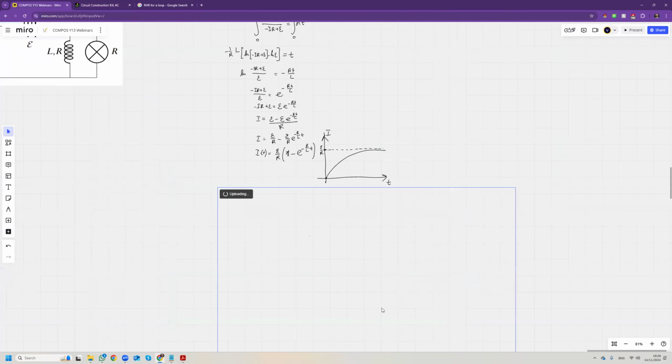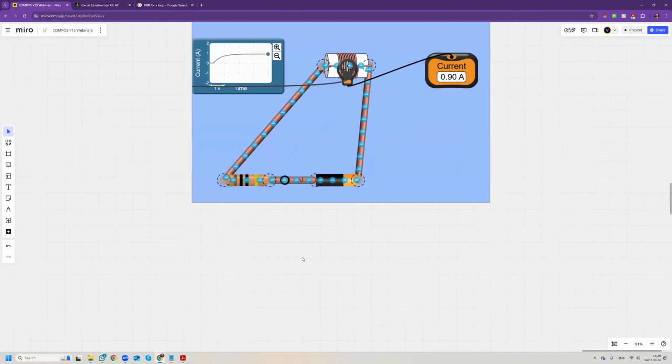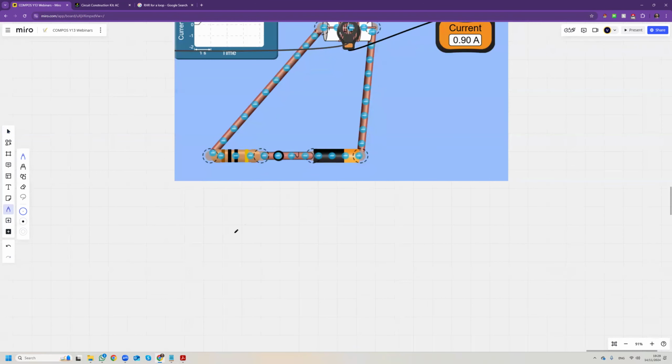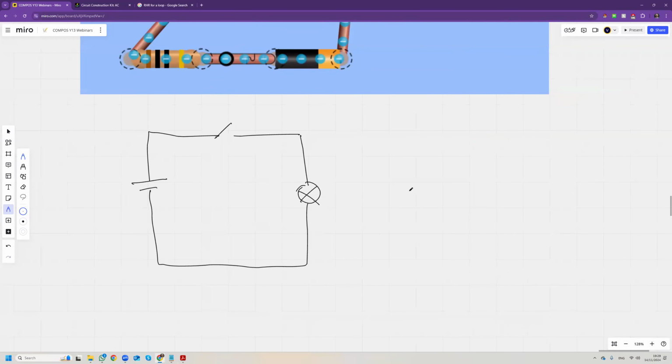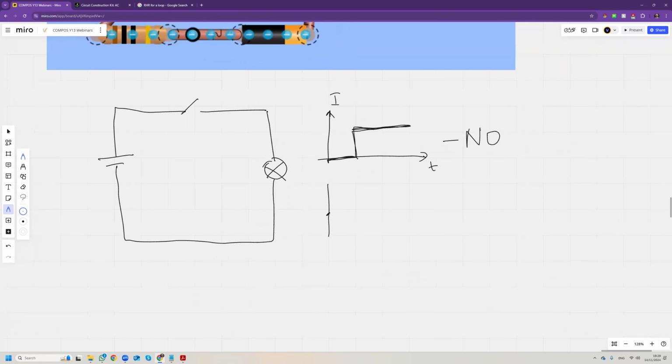That is why when you flick the switch of a light bulb in your house or whatever, you intuitively know that the current doesn't go like this. The current doesn't jump like this. This is a no. Current doesn't behave like that. Current behaves like this. And you know this on an intuitive level. That's a yes.